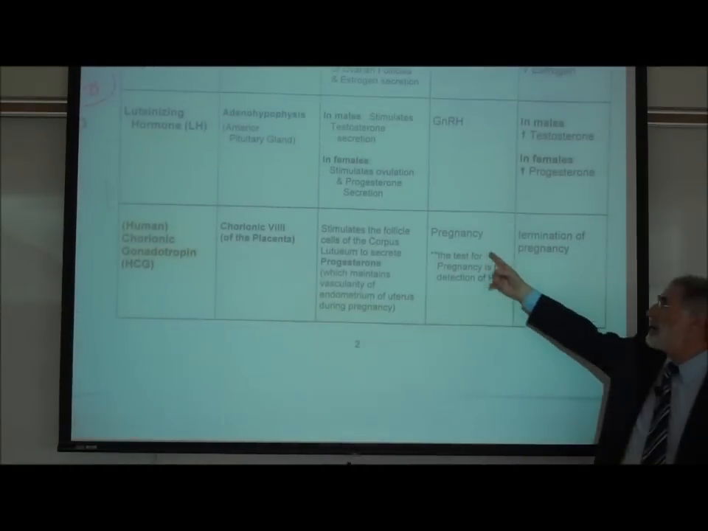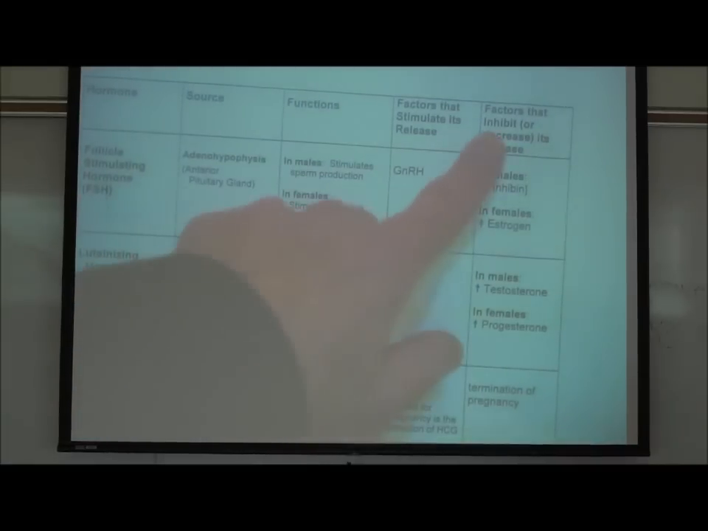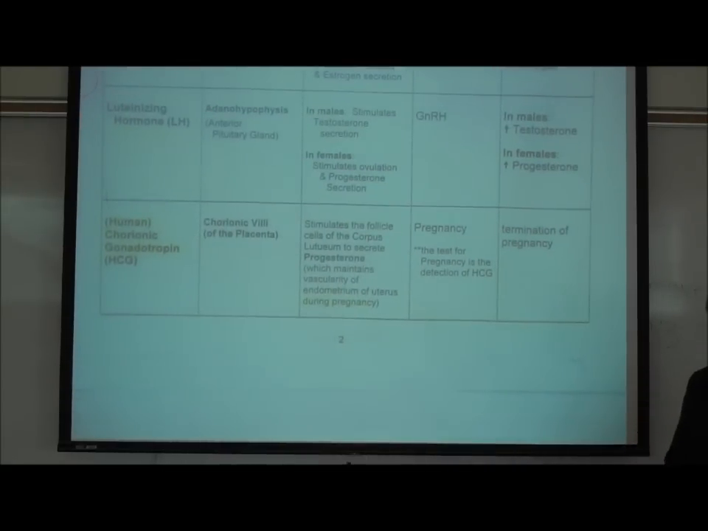What are the factors that cause the release of human chorionic gonadotropin? How about getting pregnant? That's what causes it. And that's what they test for, HCG, that's the pregnancy test. And what would stop the release of human chorionic gonadotropin? Termination of the pregnancy, since the source of it is the sac around the embryo.